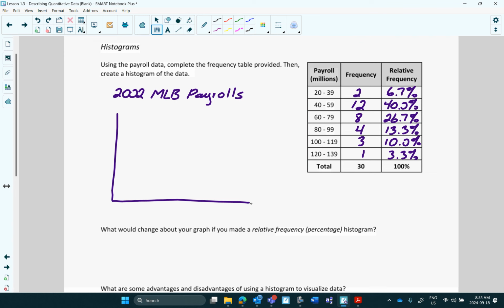Which percentage did you calculate? You took those by 2 divided by 30 times 100. Yeah.